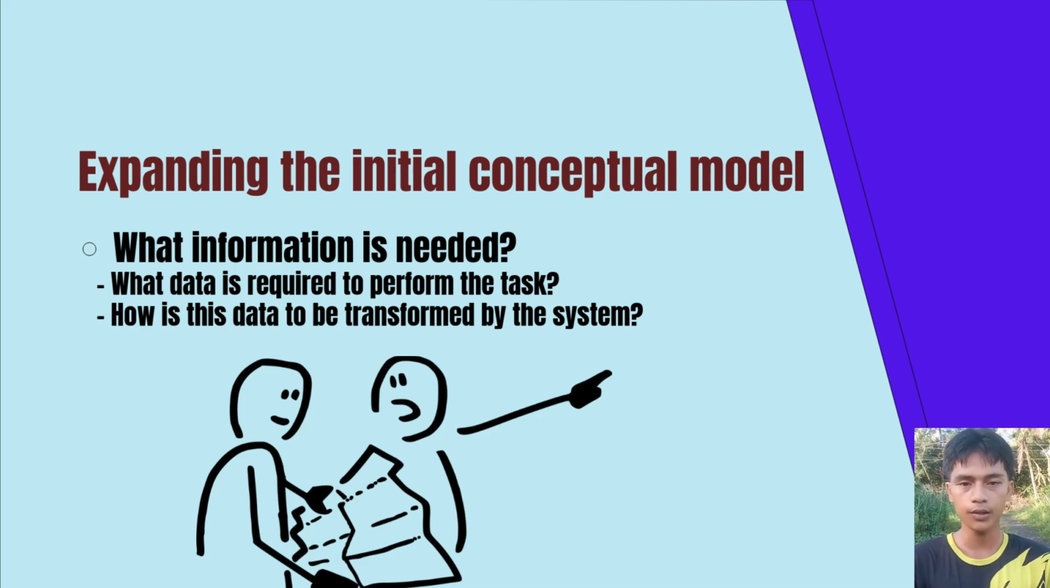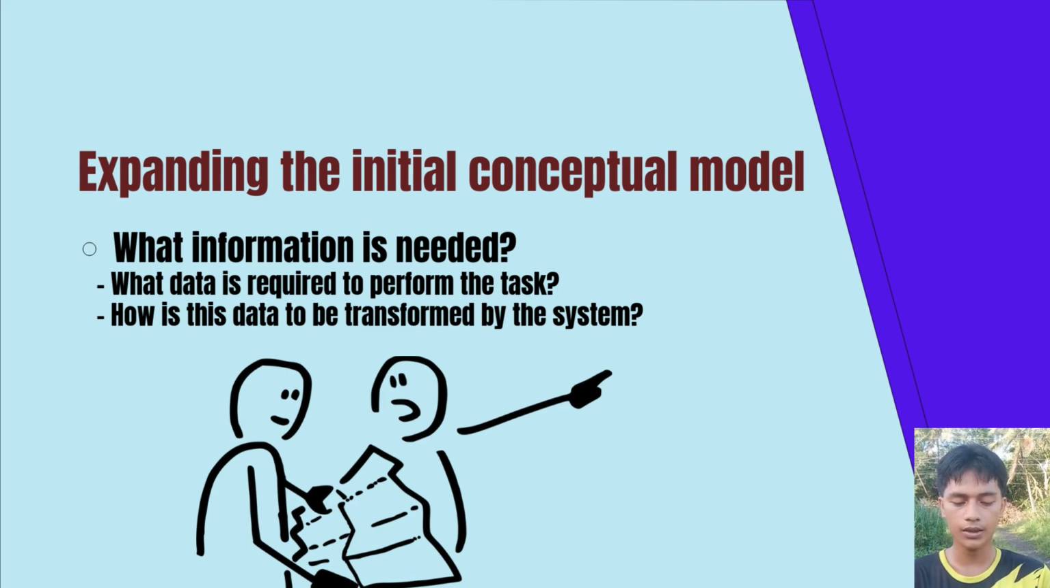For example, in an online food ordering system, you may ask the person what information is needed. You need to know what their order and address are. What data is required to perform the task? The customer needs to enter the food they want, the quantity, and the delivery details. And also, how is data transformed by the system? The system processes the order, sends it to the restaurant, calculates the total price, and confirms the order.